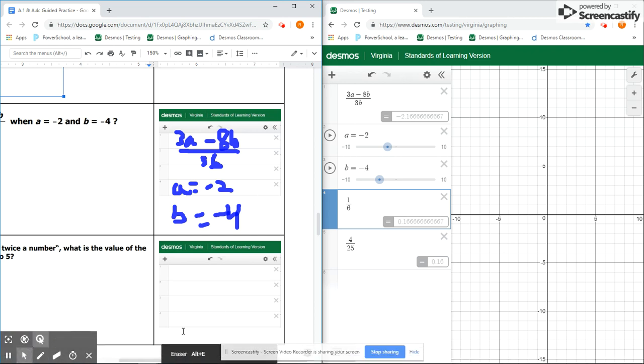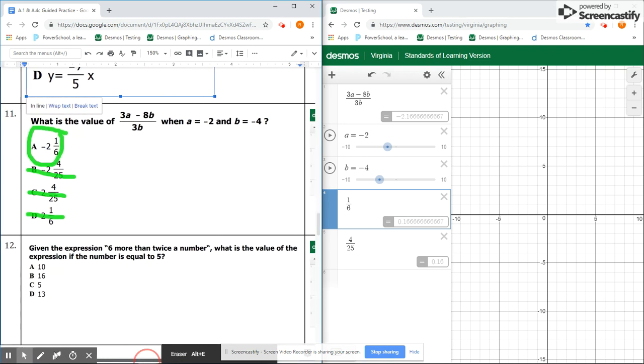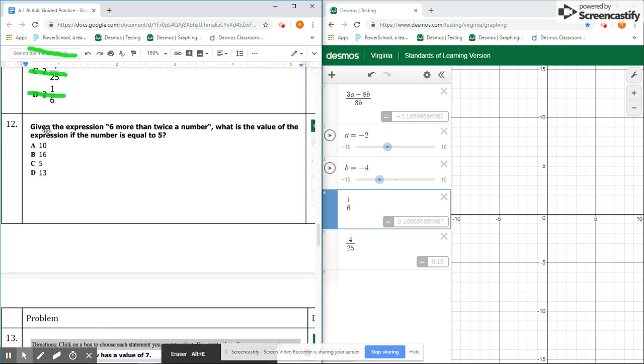All right. Okay, number 12. Given the expression 6 more than twice the number, what is the value of the expression if the number is equal to 5? All right, there are 2 different concepts that they're requiring of you here for this question. The first is to take 6 more than twice the number and to write it as an expression. And the second is to find the value if the number is equal to 5.